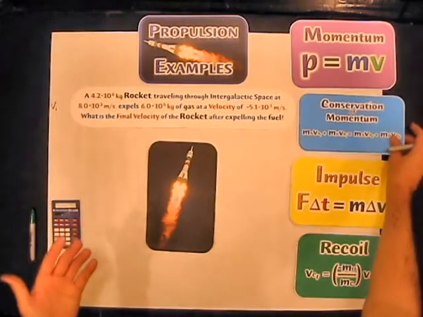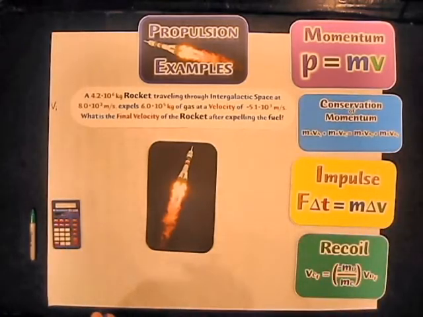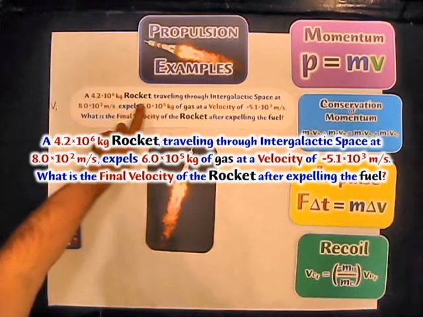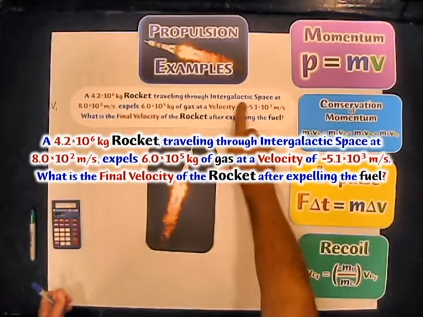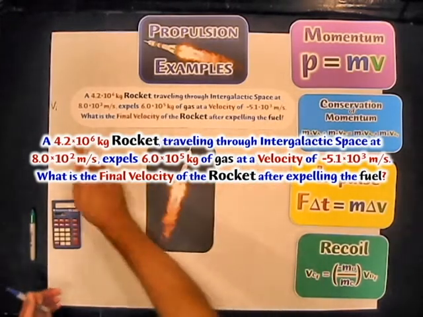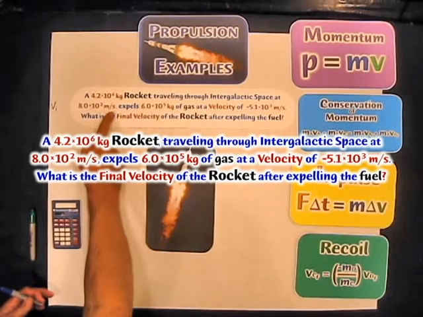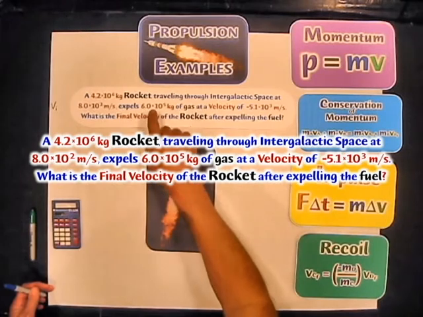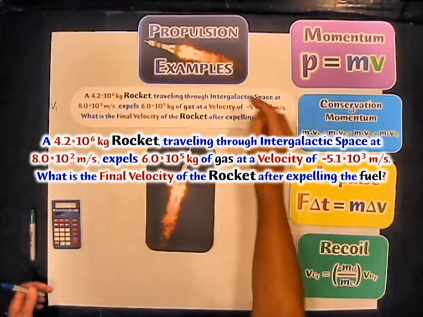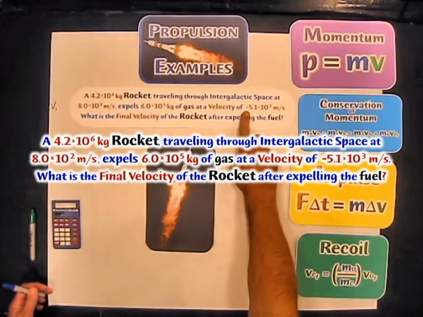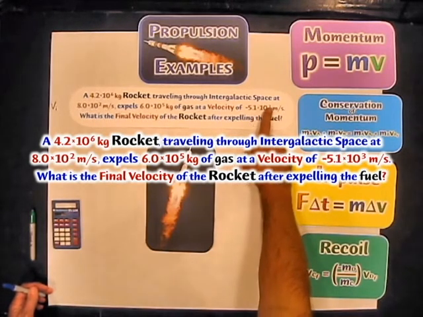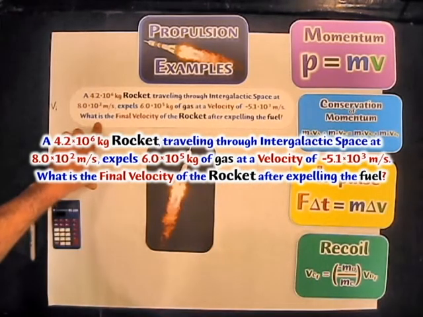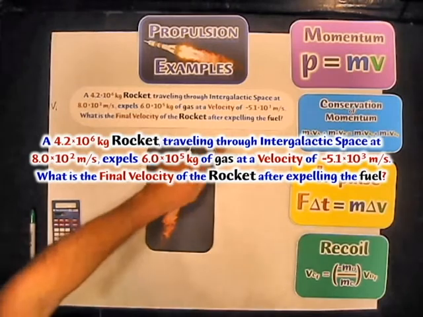Well, let me just read the problem, okay, just so we're clear on what we're talking about here. A 4.2 times 10^6 kilogram rocket traveling through intergalactic space at 8.0 times 10^2 meters per second expels 6.0 times 10^5 kilograms of gas at a velocity of negative 5.1 times 10^3 meters per second. Negative, huh? What is the final velocity of the rocket after expelling the fuel?